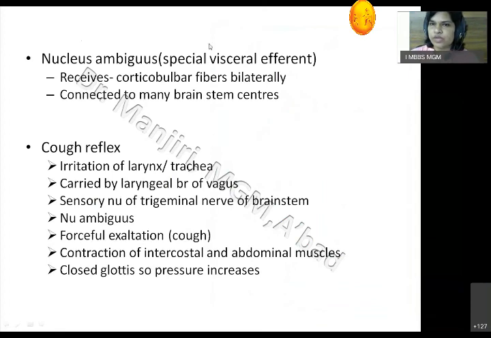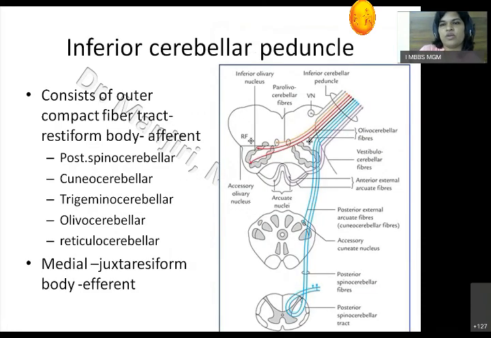You have to remember nucleus ambiguus, which is a special visceral efferent which supplies the soft palate, pharynx and larynx. So it is mostly related with cough reflex and sneeze reflex.